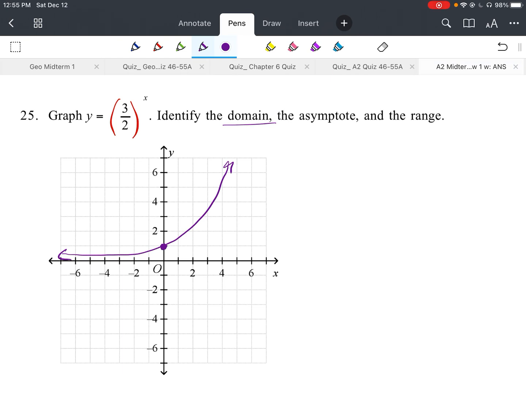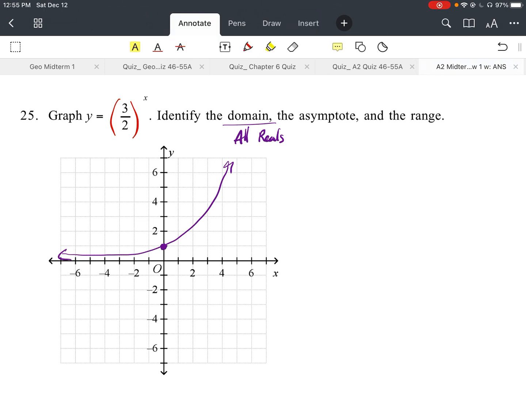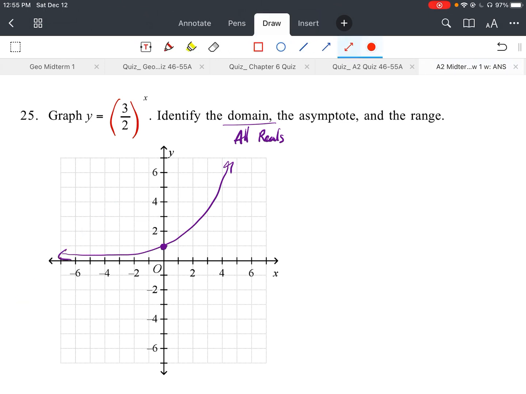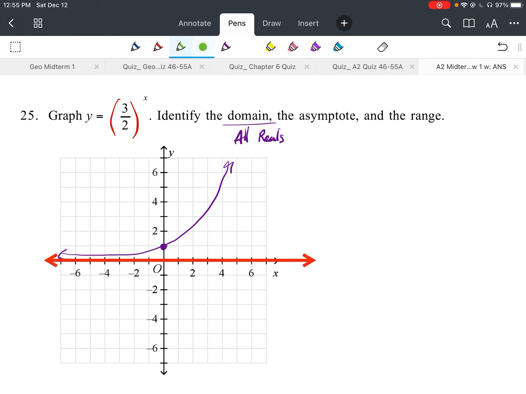Your domain, any x's you can't plug in there? No, this is all real. Your asymptote. An asymptote, remember, is a line that your graph is approaching, but it never really touches it. So no matter how small this x is, if it's negative like a million, that's just a really small fraction, but it never gets to 0. And so this purple line is going to get closer and closer to that red line, but it's not going to touch it. So your asymptote is that horizontal line, also known as the x-axis, or y equals 0 would be the name of that line. Okay?